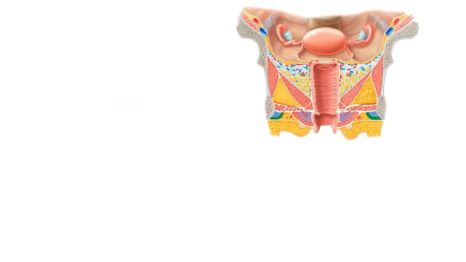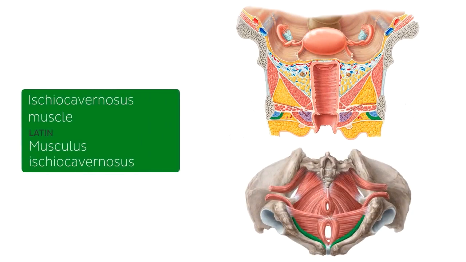And the ischiocavernosus muscle, which I mentioned on the previous slide, arises from the inner surface of the ischial tuberosity and inserts into the crura of the clitoris, which it also covers. And the function of the ischiocavernosus is to flex the anus and tense the vagina during orgasm, as we briefly alluded to in the previous slide. And for those of you who already know about these very intricate muscles, some of you will know that Kegel exercises can help tone the ischiocavernosus muscle.